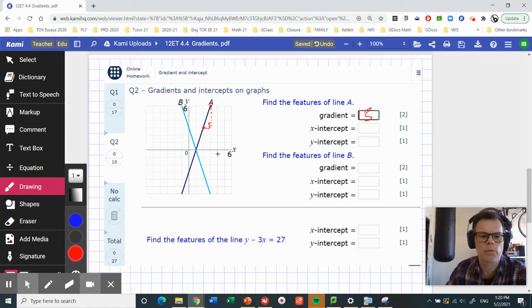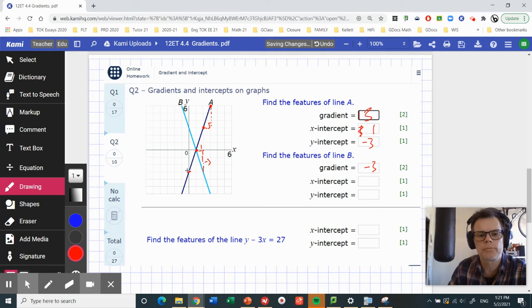What's the x-intercept? Where does it cross the x-axis? I think it doesn't need a coordinate, I should think they just need the value 1. And the y-intercept, that's there, is -3. Features for B. Similarly, you just pick some coordinates on the line B. B runs along 1 but goes down 3, so that's got a gradient of -3.